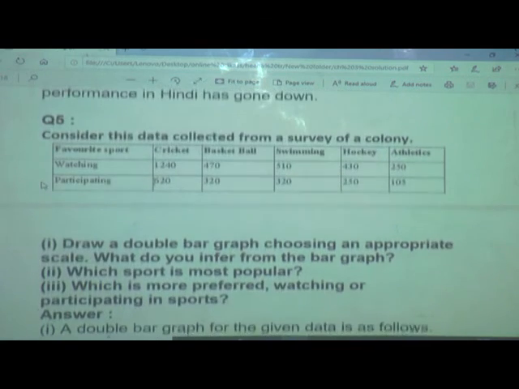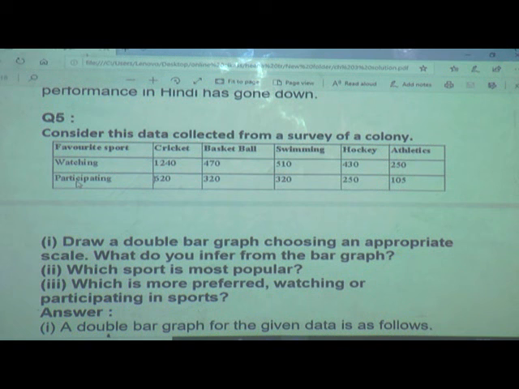One more example. Here again you will be familiar now, because in the previous questions we had seen that two sets of data were given. Here also two sets of data are given, considering this data collected from a survey of a colony. Now you can prepare your own data. You can take a survey of the members of your family about watching TV and participation. Means you can have different types of related examples. You can perform the survey and collect the data.